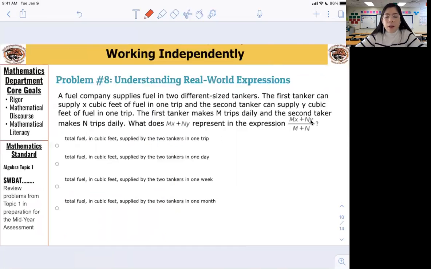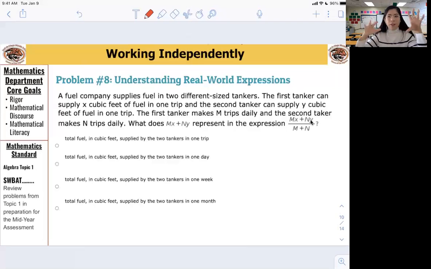So, a fuel company supplies fuel in 2 different sized tankers. The first tanker can supply X cubic feet of fuel in 1 trip, and the second tanker can supply Y cubic feet of fuel in 1 trip. The first tanker makes M trips daily, and the second tanker makes N trips daily. What does mx plus ny represent in the expression mx plus ny over m plus n?